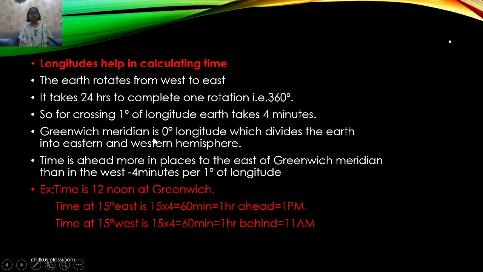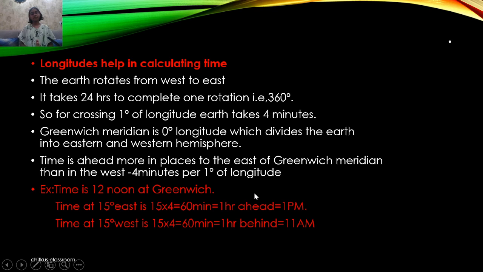And here, the Greenwich meridian is 0-degree longitude, which divides the Earth into the eastern and western hemispheres, just like the equator divides the Earth into two equal halves, the northern hemisphere and the southern hemisphere. And next, time is ahead in places to the east of the Greenwich meridian than in the west, by 4 minutes per 1 degree of longitude.